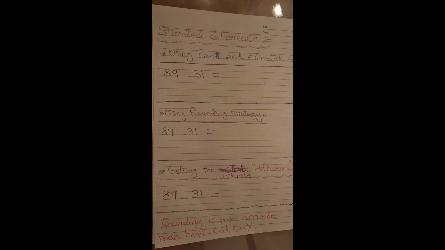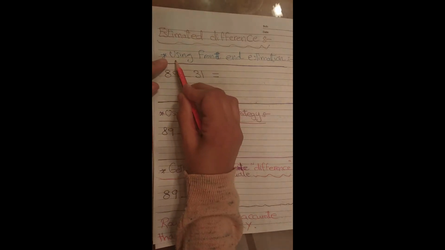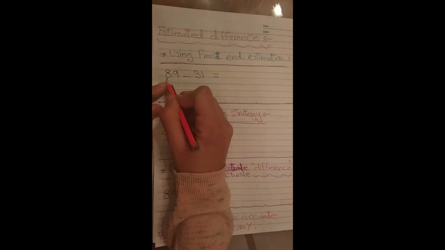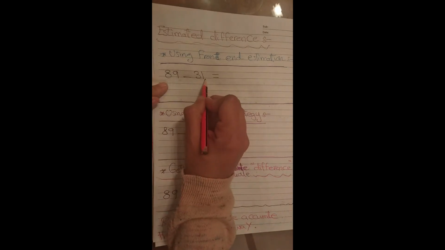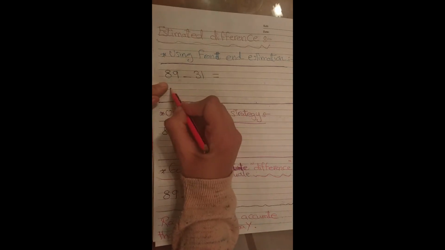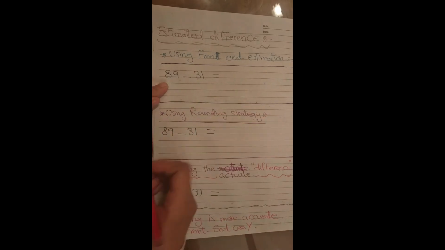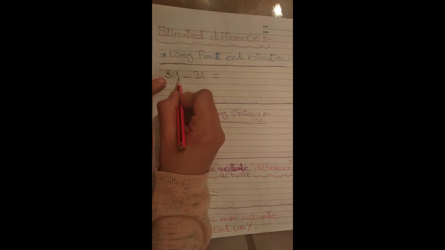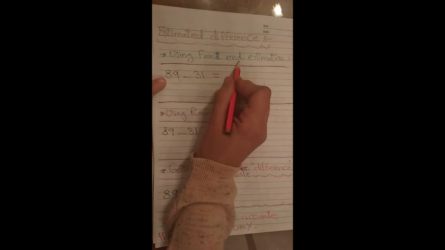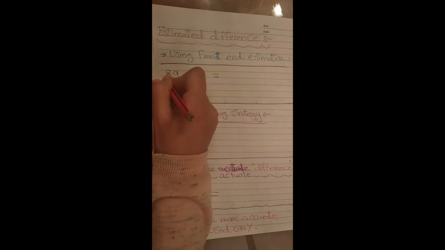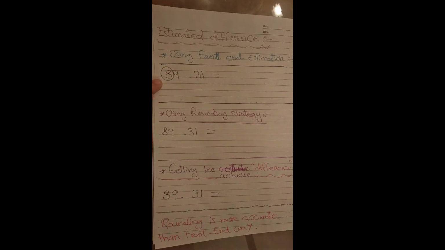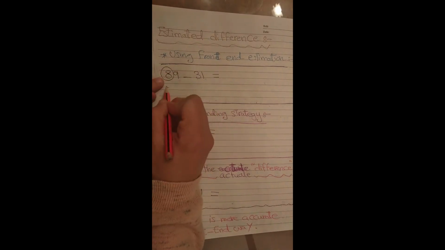Find the estimated difference. Here I will not get the exact difference, but I will get the estimated difference using the two strategies of estimation we studied. The first one will be using the front-end estimation. Here I have 89 minus 31. I will estimate the first number and estimate the second subtrahend to get the difference. So here 89 will be estimated to be what? In the front end, we said that we ignore anything except the highest place value or the end digit. Here I have 89, it will be 80.